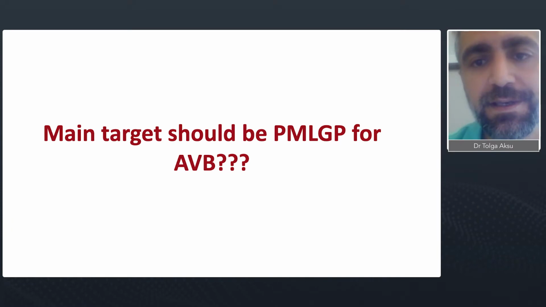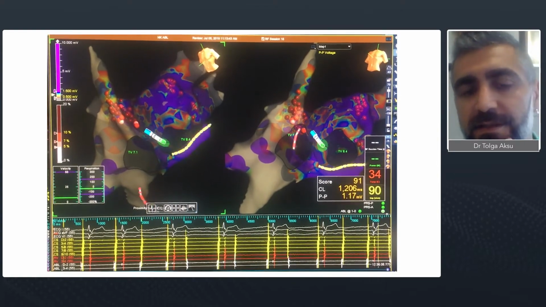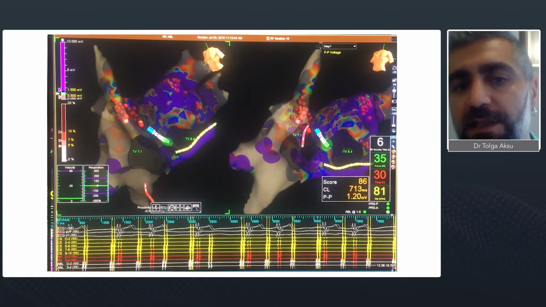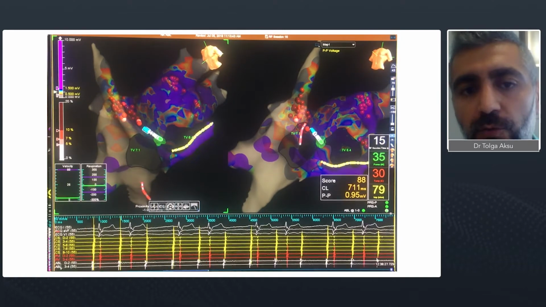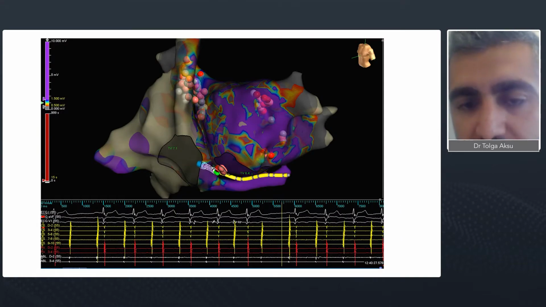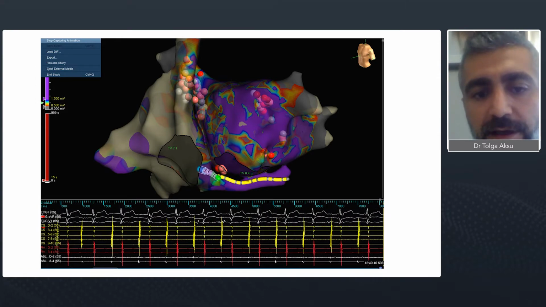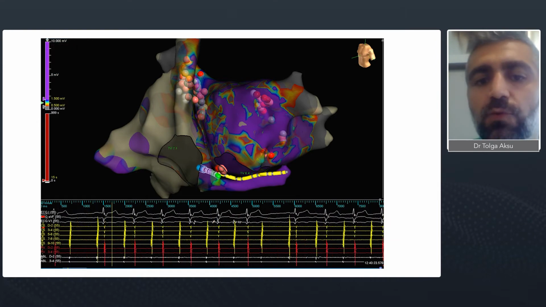Just two slides about AV block. If there is an AV block in your cases, you should target the posterior medial left GP site. For example, in this case, there is a persistent AV block. We are performing ablation for the posterior medial left GP via the left atrium, but it doesn't work. So we are going to the right side. We are in the coronary sinus ostium, but very close to the left-sided lesions. And after the first RF attempt, we achieve one-to-one AV conduction.